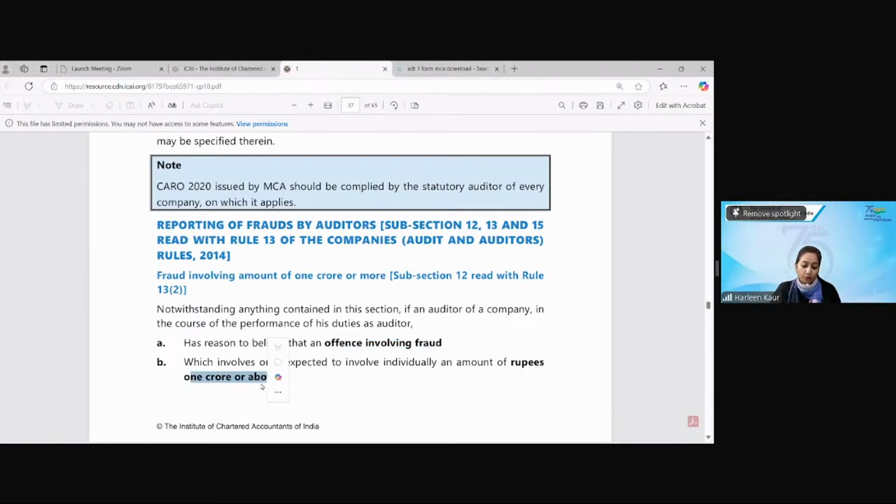Now, if you are an auditor of the company and you have seen that certain fraud has been committed, while you as a chartered accountant being a statutory auditor come to know that somebody has committed a fraud in the company amounting to more than 1 crore rupees, then you need to immediately report about it. Within how many days do you need to report it to the audit committee or board of directors?